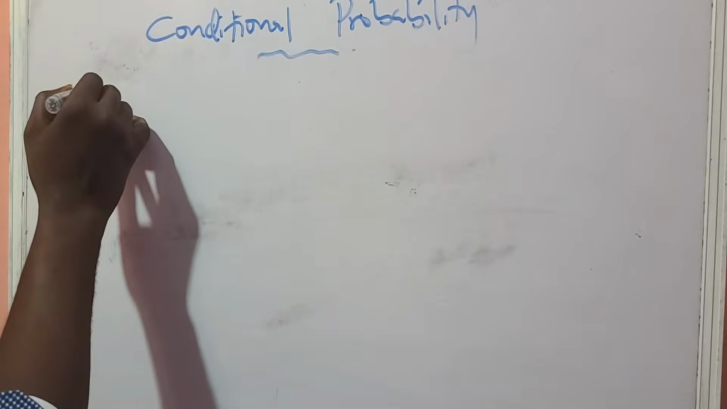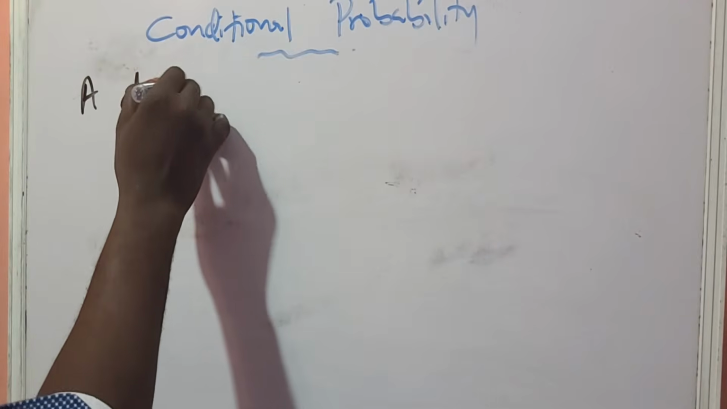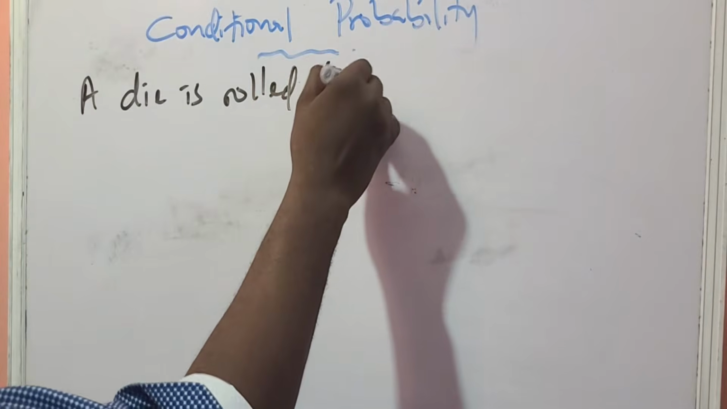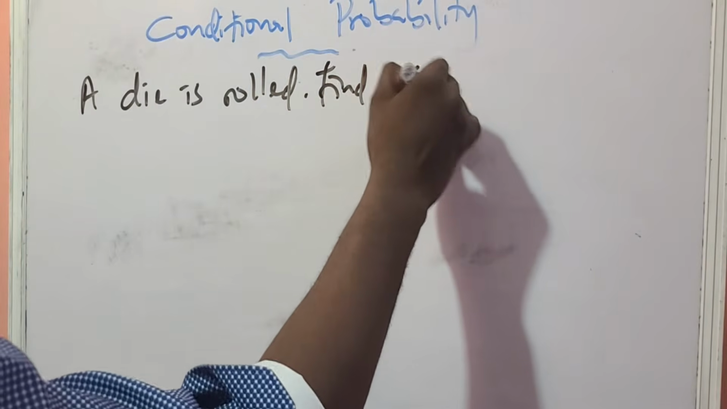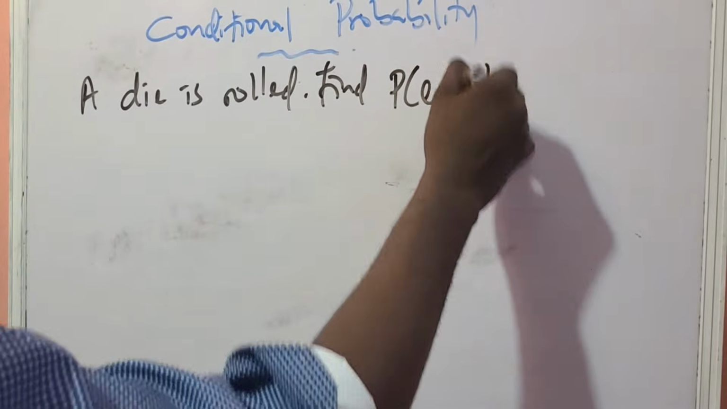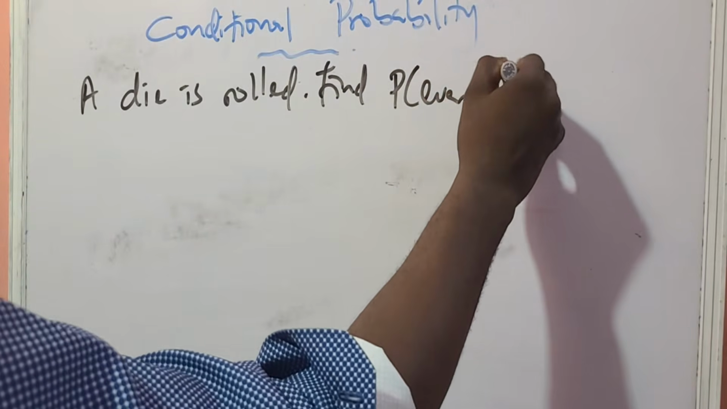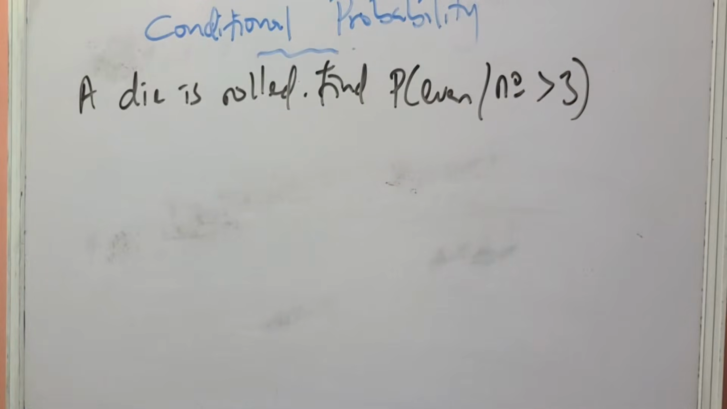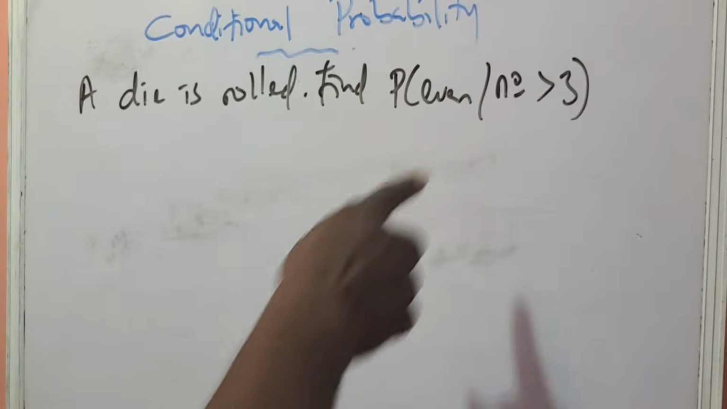All right. A die is rolled. Find the probability of even given number greater than 3. Look at this question now. Can anybody rock this without me solving? Let me give you like 30 seconds. A die is rolled. Find the probability of even given number greater than 3. I told you already how to solve questions like this.